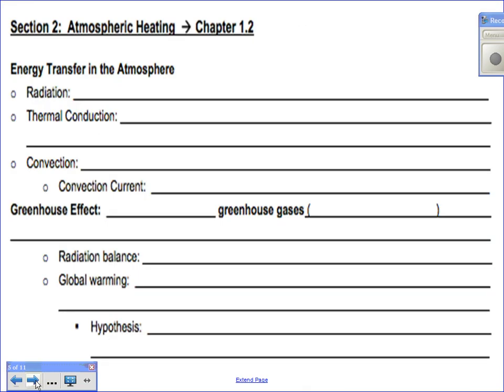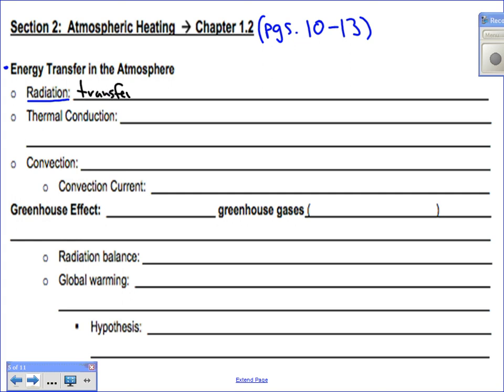Section 2 is atmospheric heating, chapter 1.2. You can find this on pages 10 to 13. This is in your whole textbook. Energy transfer in the atmosphere is the first thing that we're going to go over. If we take a look at radiation, this might be review. Radiation is the transfer of energy via electromagnetic waves.